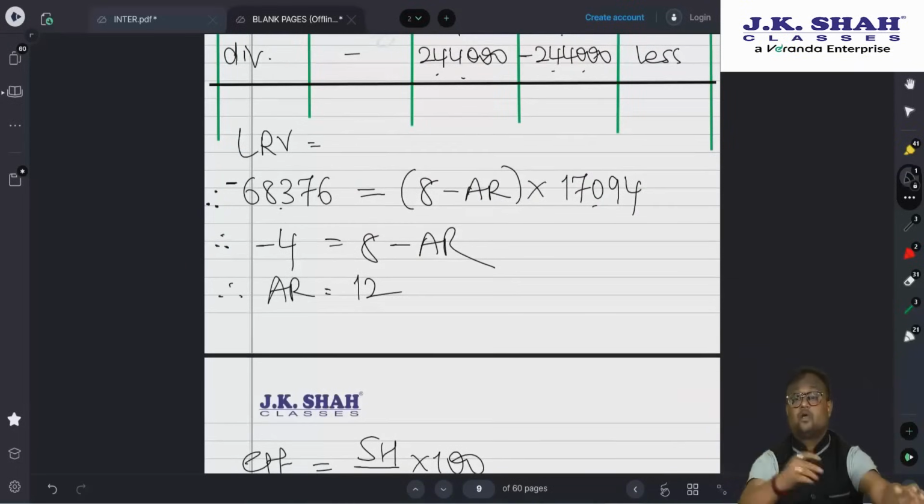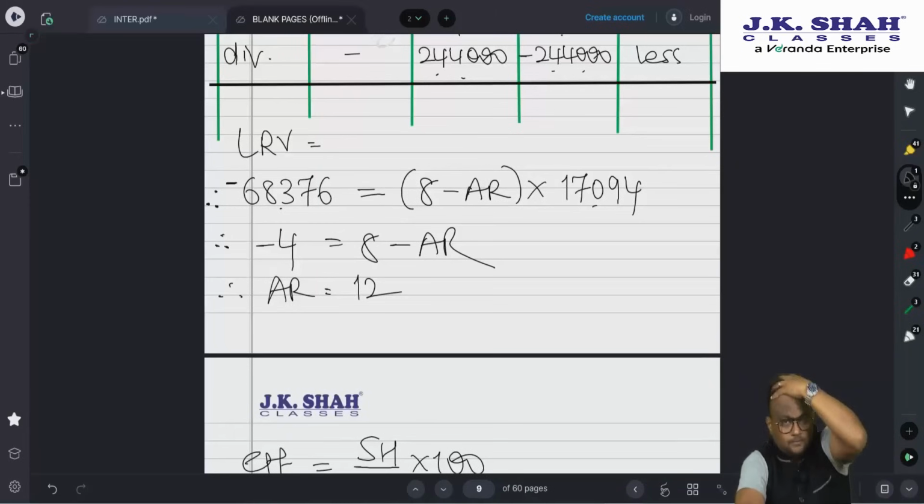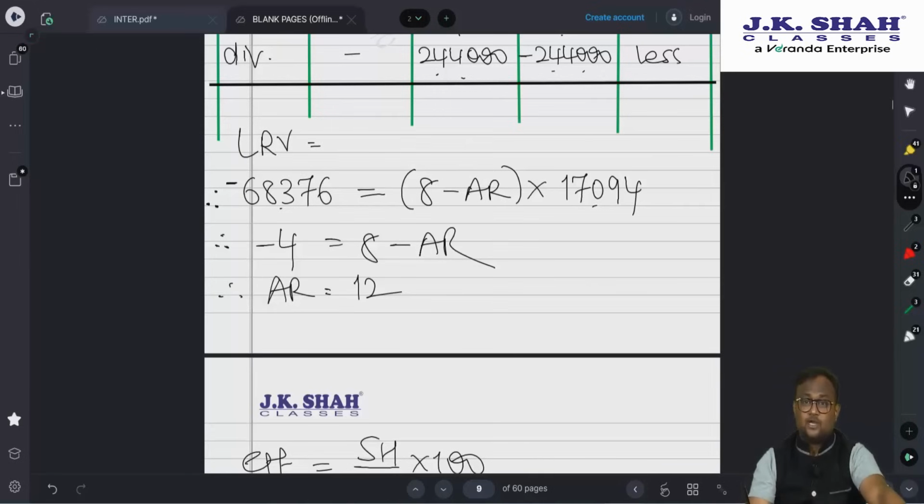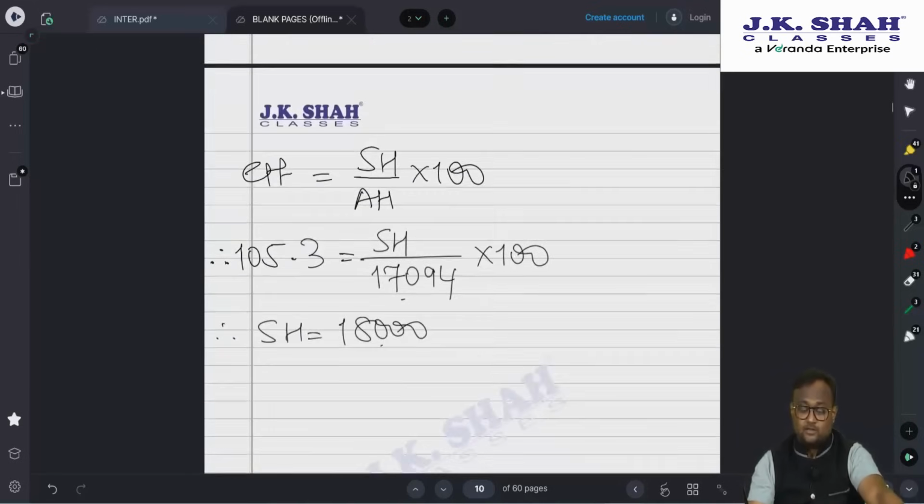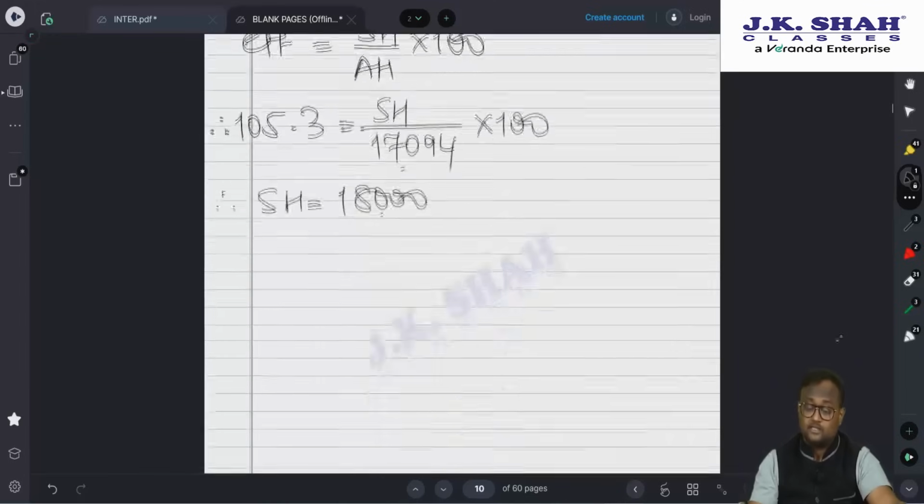That is the crux of cracking down reverse questions. Are you getting me? So, rate variance gives me actual rate. Efficiency ratio gives me standard hours.